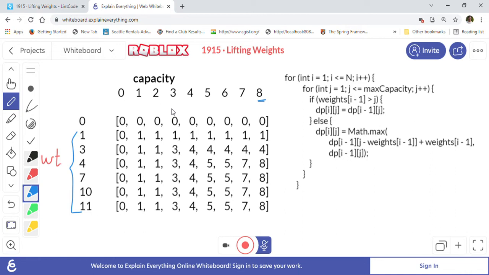So we have to populate this DP array. I created a DP array. On the rows you can see the weights are there, right? And on the columns these are the capacities, like 0 capacity, 1 capacity, and 8 is the maximum capacity that is given to us. First column is 0 capacity, and first row is 0 weight, right?